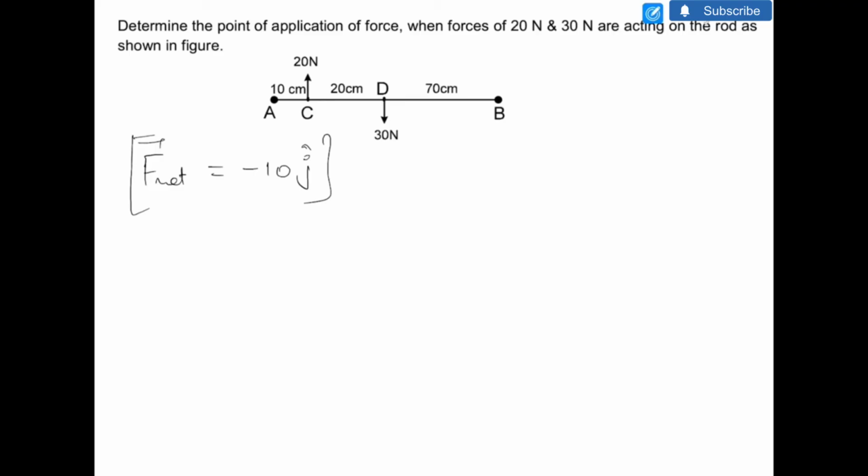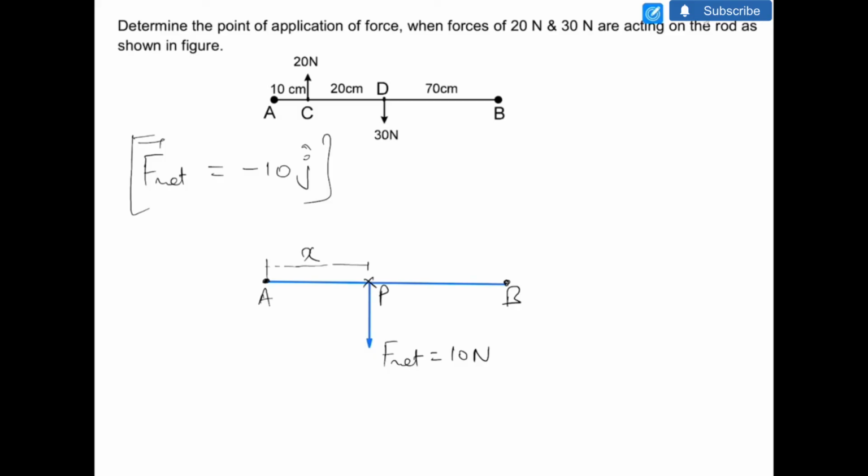First of all, we'll draw this rod AB, and let us concentrate this net force, F net, which is 10 Newton, and obviously it is in the downward direction, therefore F net is drawn in the downward direction. Let us find the distance of this point of application of force from A. Let's suppose it is at a distance of x from A.